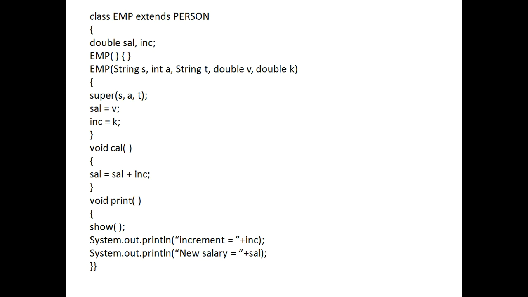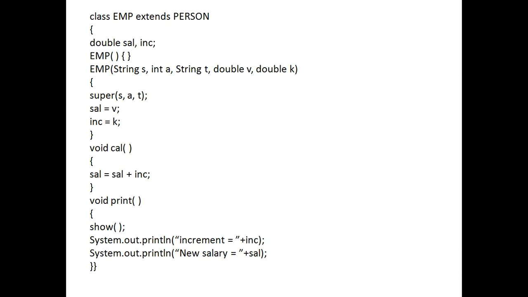So from this superclass, we are going to define a subclass called employee, which consists of two more fields: salary and increment. It again consists of two types of constructors, a default constructor and a parameterized constructor, where the parameterized constructor consists of 5 fields. The first 3 fields belong to the superclass and the 2 more belong to the subclass. So here we have initialized the value of V to the salary and the value of K to the increment.